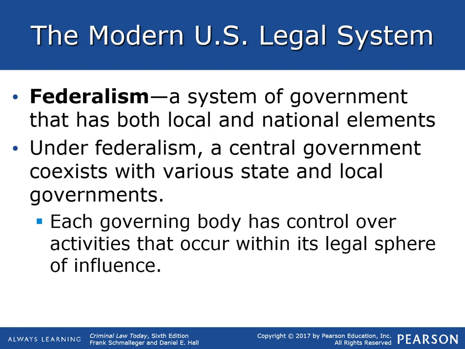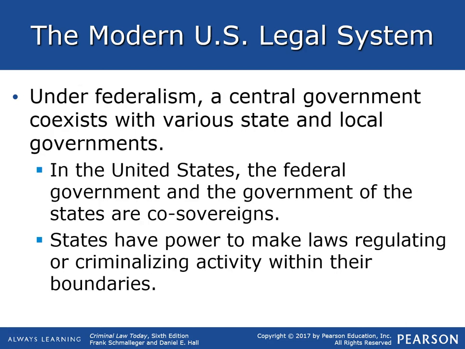A couple of terms that we probably need to understand. One of them, when we're talking about the modern U.S. legal system, is something called federalism. And this refers to a system of government that has both local and national elements. And under federalism, a central government coexists with various state and local governments, and each governing body has control over activities that occur within its legal sphere of influence.